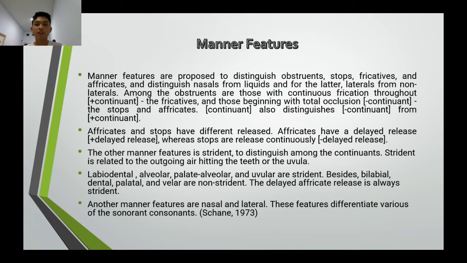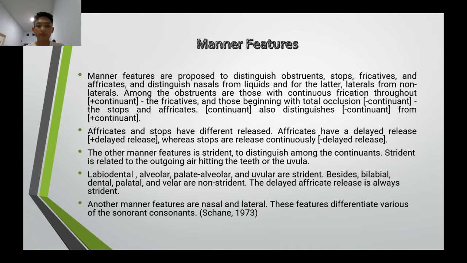Minor features. Minor features are proposed to distinguish obstruents, stops, fricatives, and affricates, to distinguish nasals from liquids, and to distinguish laterals from non-laterals. Among the obstruents, all those with continuous frication throughout, the fricatives, are plus continuant, and those beginning with total occlusion are minus continuant: the stops and affricates. Next, affricates and stops have different release. Affricates have a delayed release, whereas stops are released instantaneously.